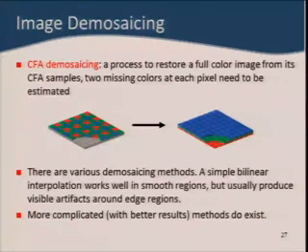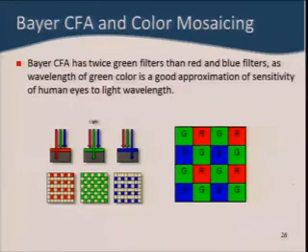So for this CFA array, what will happen is that you have a base pattern like this, that consists of filters of different colors. Each filter will only allow one color to pass through. For example, this green filter will only allow green light to pass through. The red filter will only allow the red light to pass through.